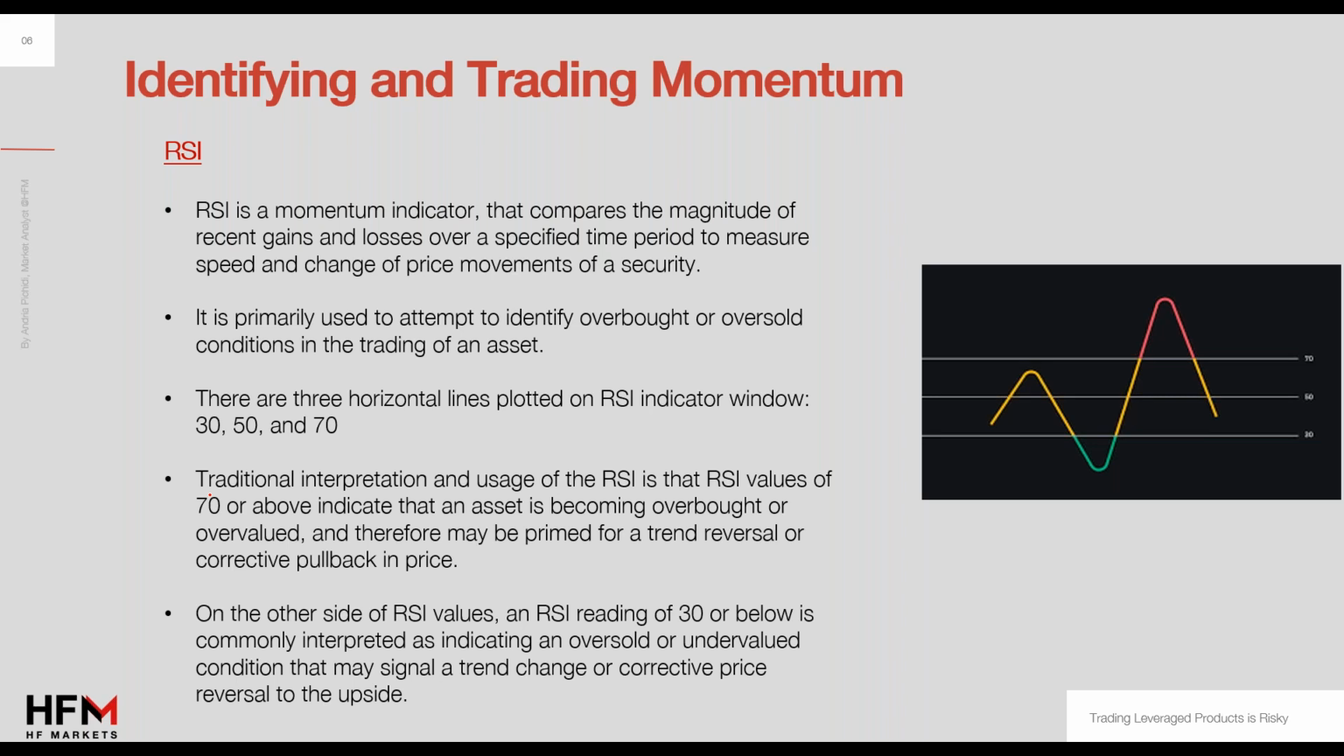While if it's at 50 pointing down to 30, that means that there is a lot of selling pressure. The bears are in control. If it breaks 30 and it's well below 30, that means that it has also been oversold.